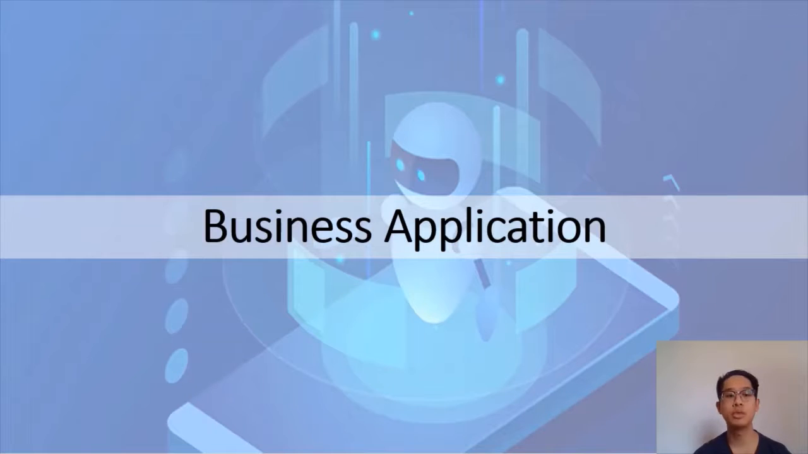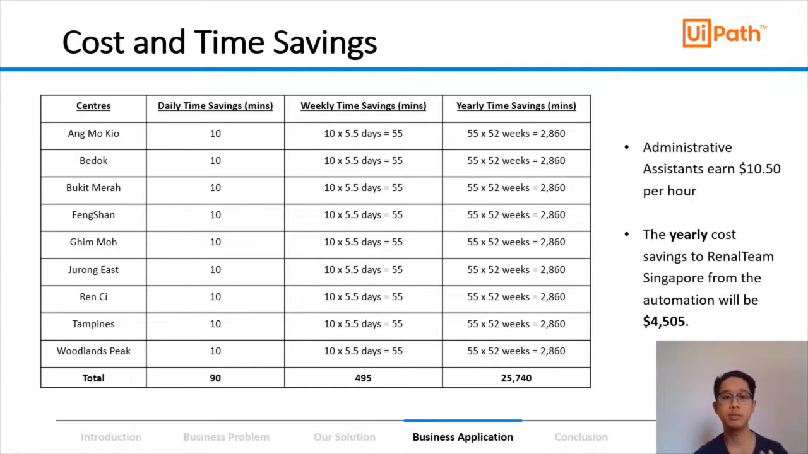Thanks, Jia Qi. Moving on, I'll be covering the costs and time savings to Renal Team as part of the business application. As you can see from the table, Renal Team has 9 centers in Singapore in total. For each of the centers, the administrative assistant spent 10 minutes to aggregate the sales summary, and the total time spent per year is shown in this table. In total, the assistant spent 25,740 minutes per year on the manual creation of the sales summary.